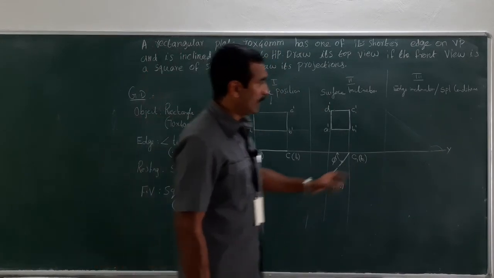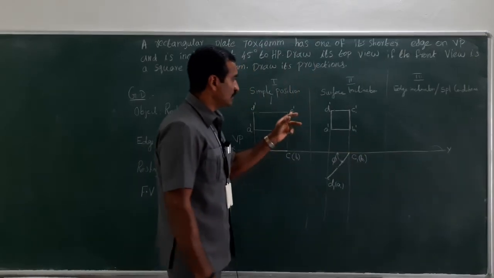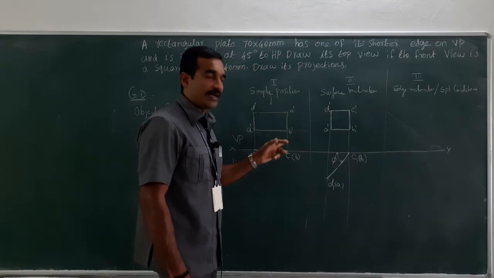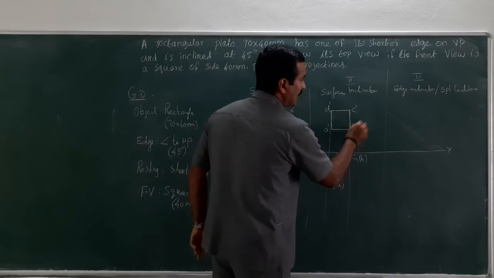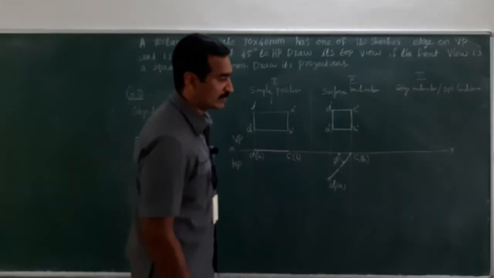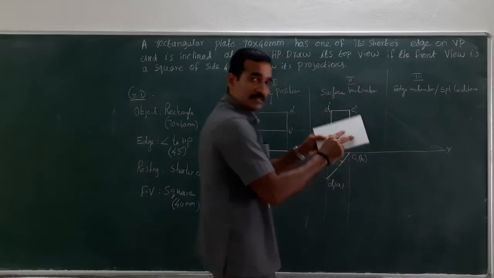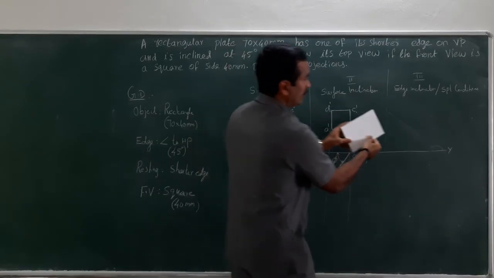Got it? Now, how it is resting with the shorter side, that is nothing but C1 dash and B1 dash. C1 dash and B1 dash. This is how it is. Assume this is a square. Now, this is how it is resting.